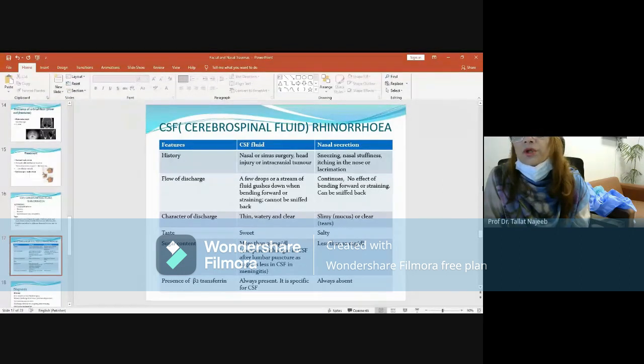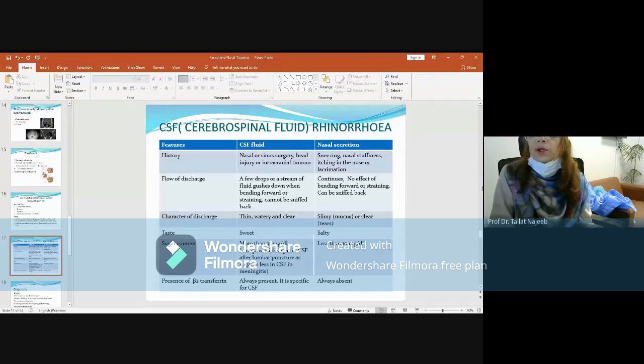So first of all, you have to differentiate between CSF fluid and nasal secretions. Nasal secretions are usually related to allergy; sometimes the patient can present with watery rhinorrhea that is due to nasal allergy. So you have to differentiate between CSF and nasal secretions.